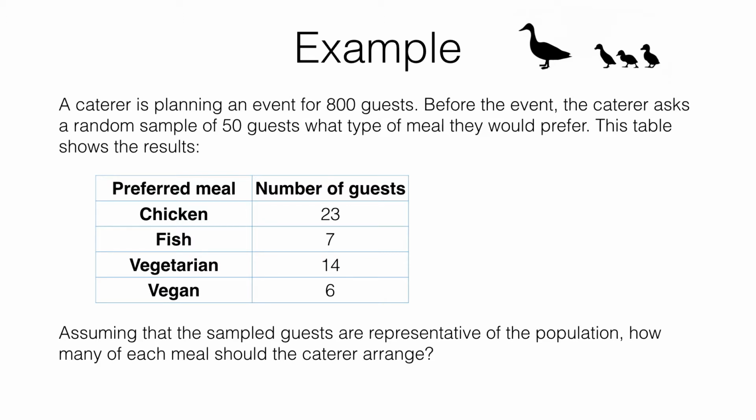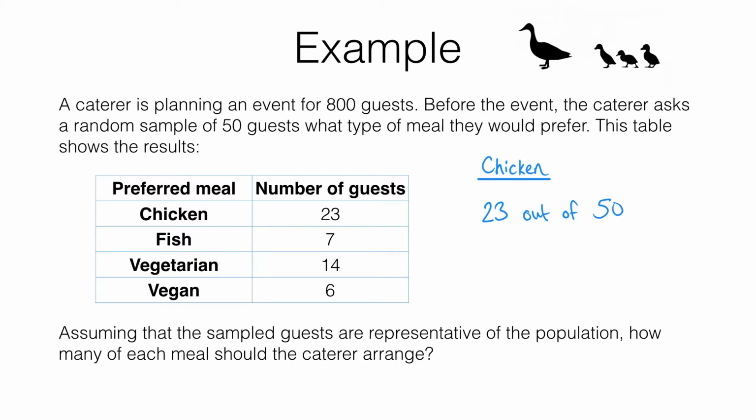There are a few ways of thinking about this. One way is to use proportional reasoning. Let's start with chicken. If 23 out of 50 in the sample wanted chicken, how many people out of the whole population of 800 would want chicken? Now, that's a bit complicated, so how about we ask a simpler question?